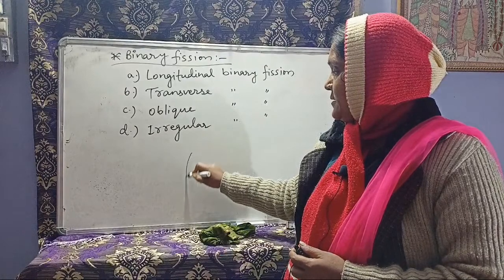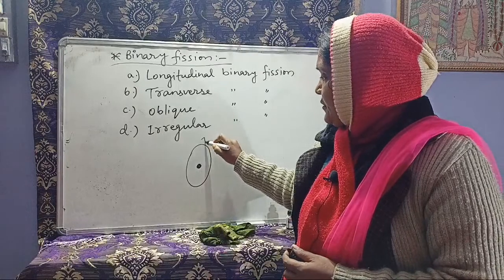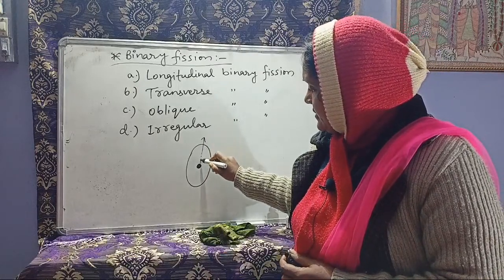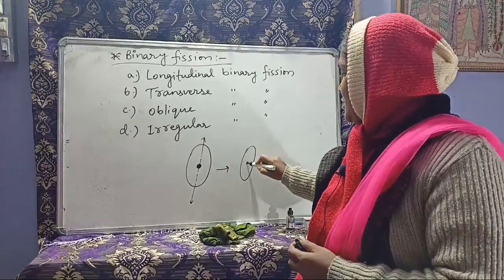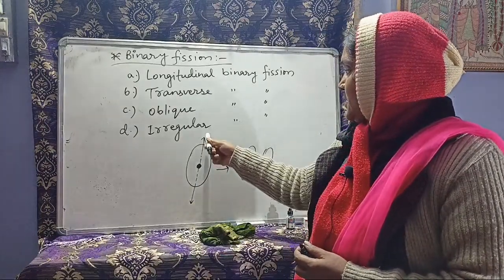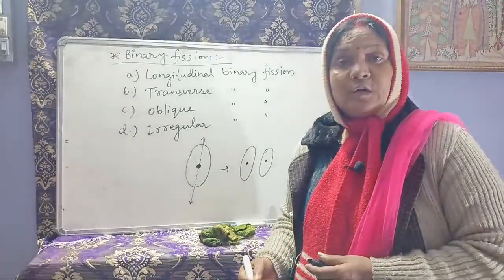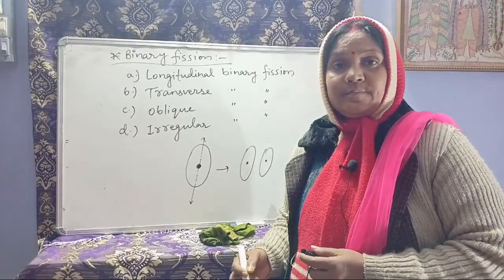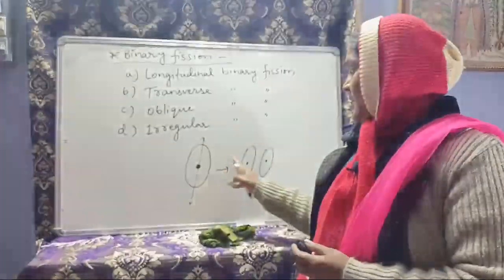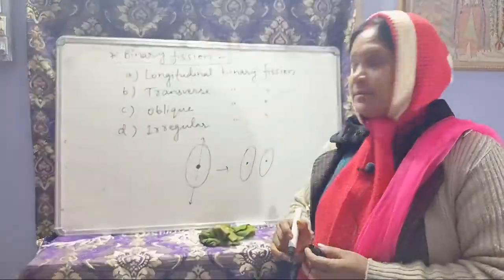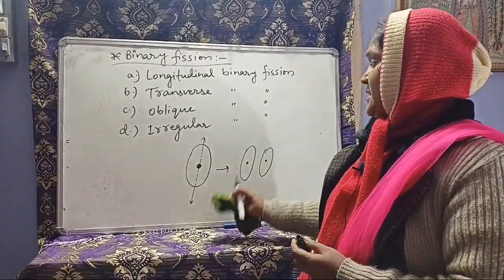If the parental cell divides to form two daughters due to longitudinal division, that is, the parental cell divides through the longitudinal axis and two daughters are obtained, then it is longitudinal binary fission.